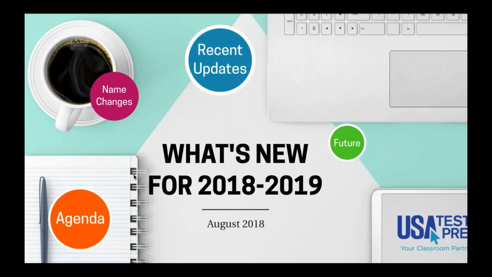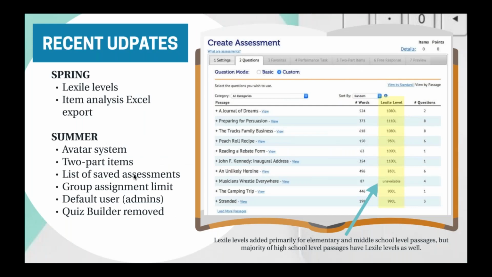All right, so now let's talk about what did change. Here's a list of the recent updates from last spring as well as over the summer, and we'll look at more detail at these. Over here on the left, for the spring, we added Lexile Levels and an item analysis export. So we'll talk about those. And then this past summer, the highlights were we changed our avatar system. We added two-part items within your assessments. We also added the option for teachers to see who has an assessment currently saved. So again, we'll go over these in more detail.